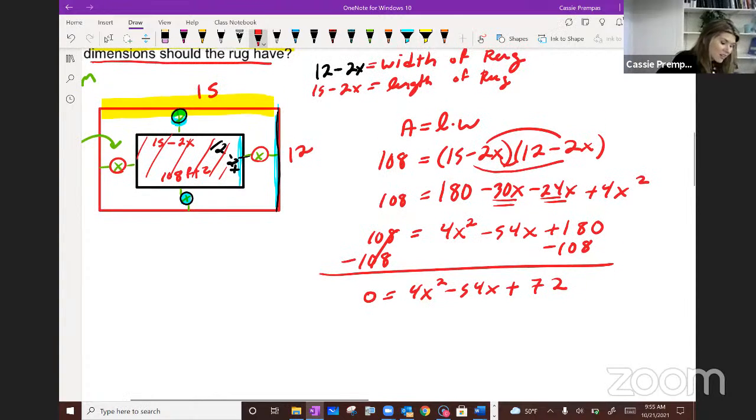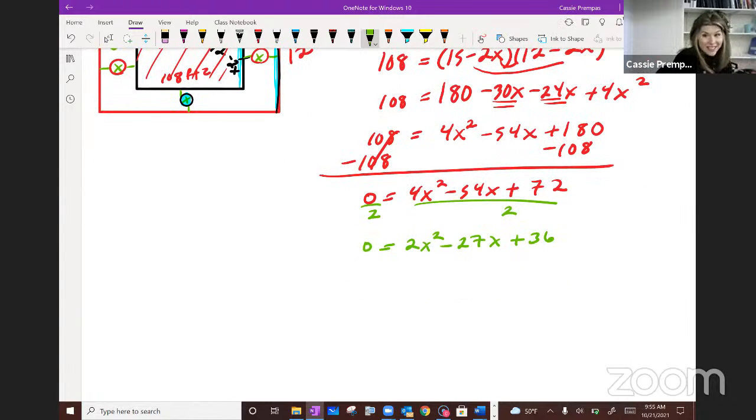I see that this entire thing is divisible by 2, so I'm going to divide that out. I divide this side by 2 and this side by 2, and I have 0 is equal to 2x squared minus 27x plus 36. Now, like I said, my favorite form is factoring, but you could use the quadratic formula or completing the square here.